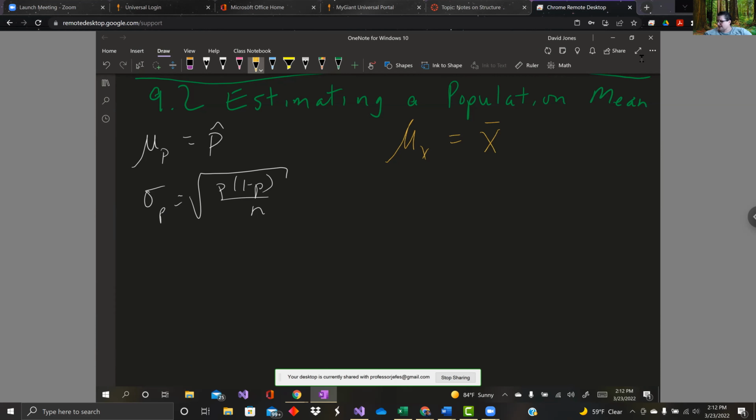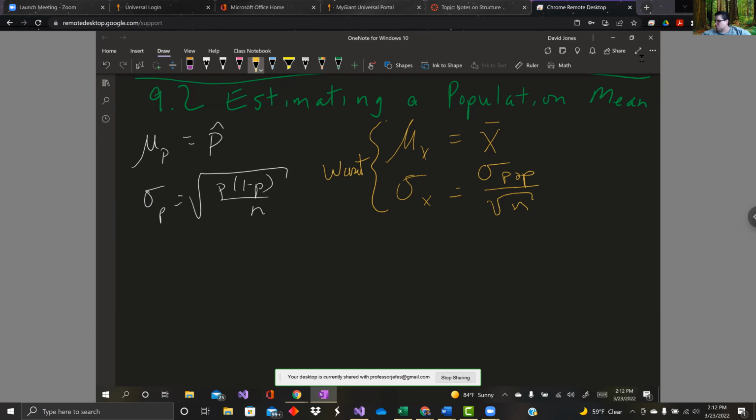And our standard deviation for the average, it's a fun formula. We want the standard deviation of the population, and we're going to divide it by the square root of n. So this is what we want to be able to do what we were doing before.